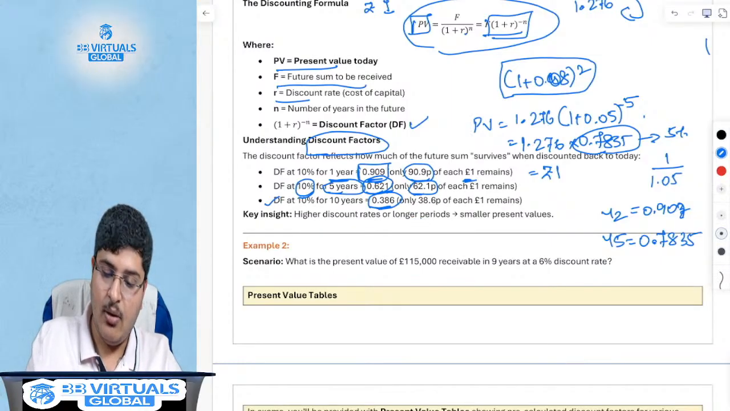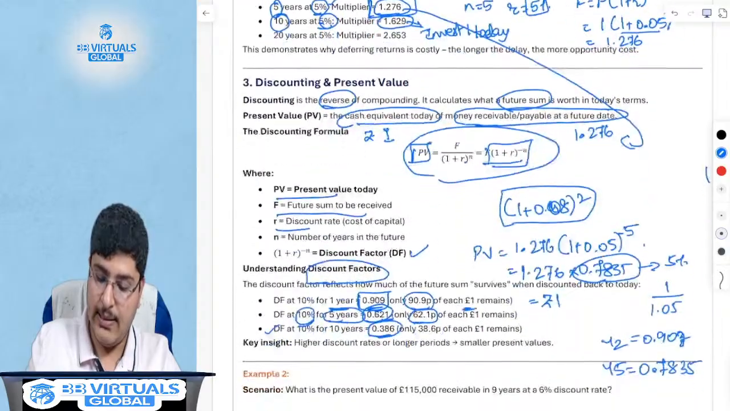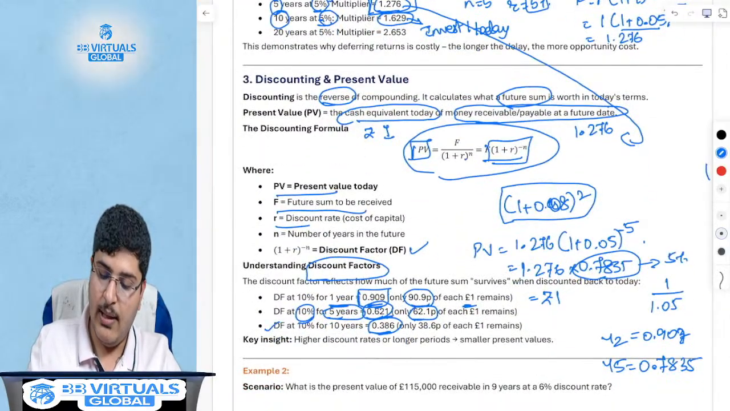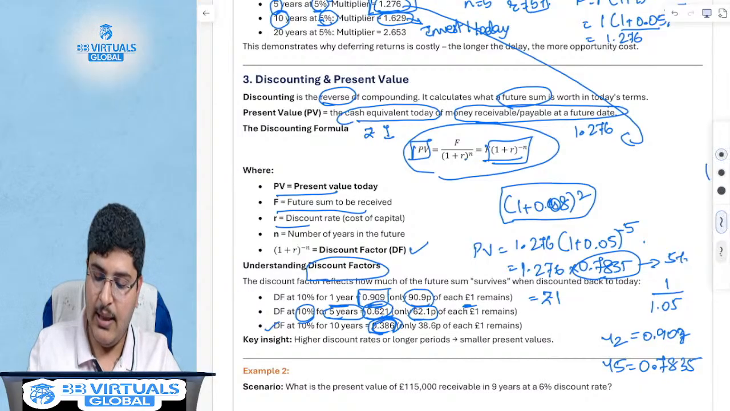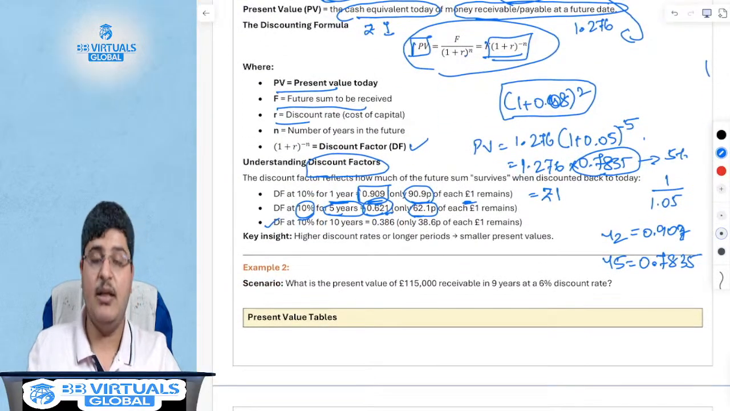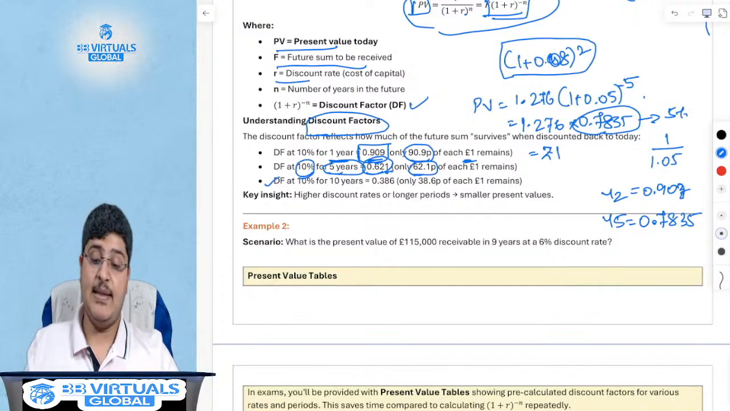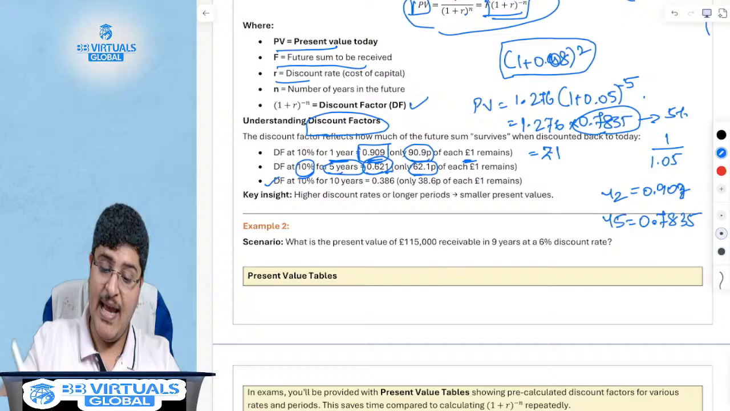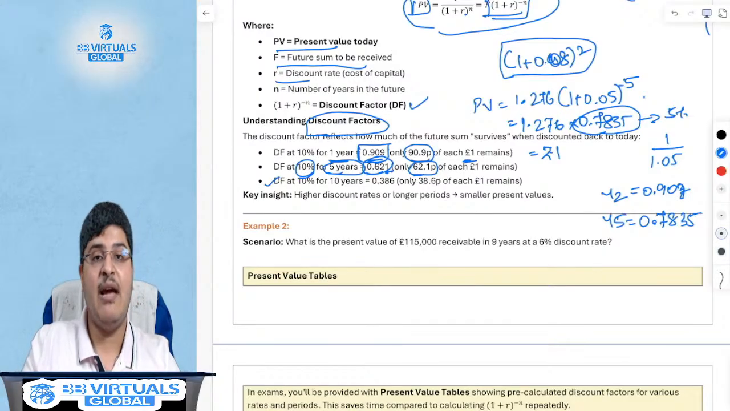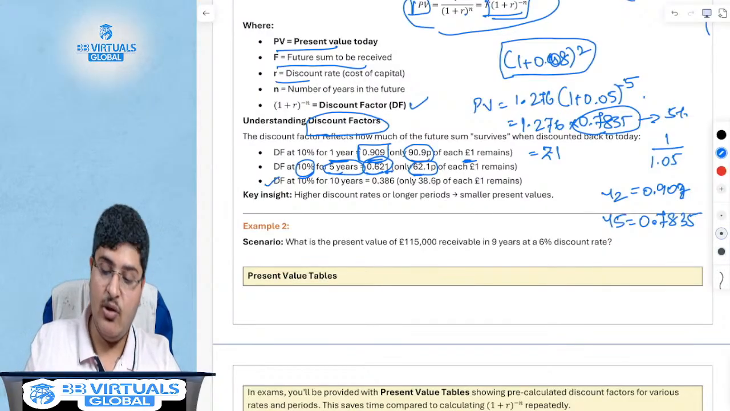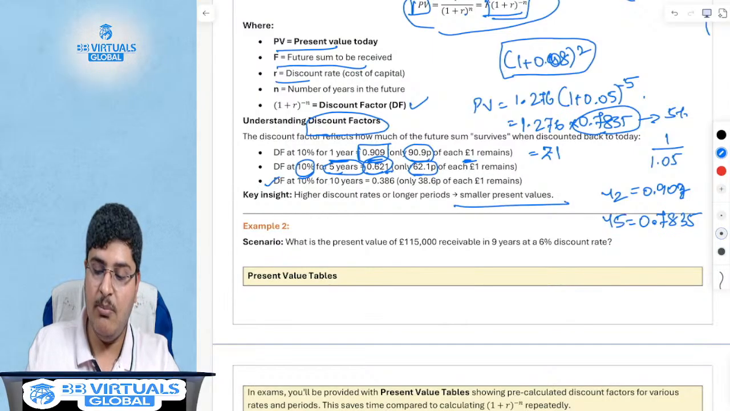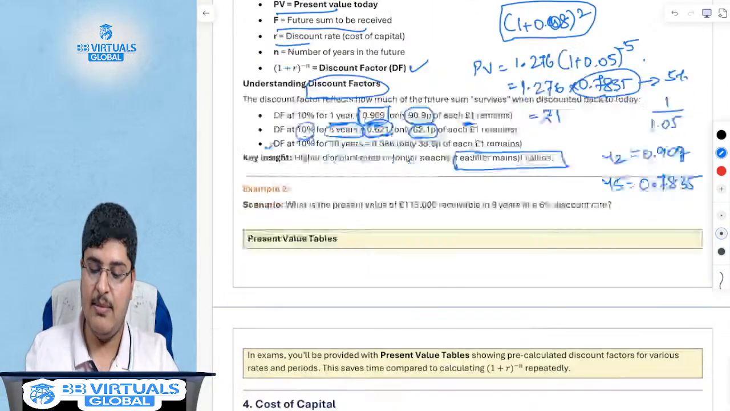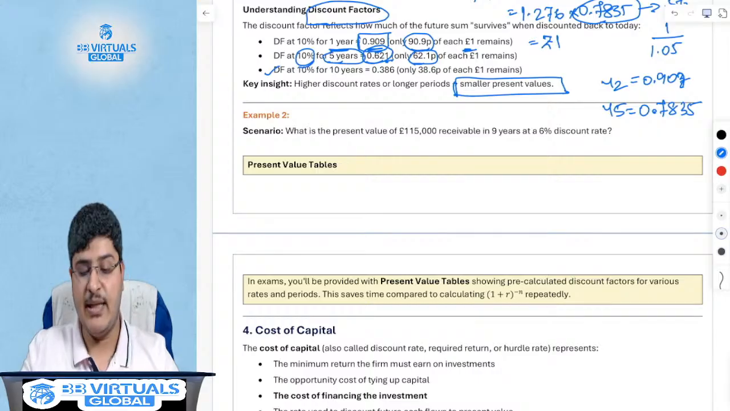Let us actually take this example where your money, in 10 years from now, will have a value of only 0.386. The same 1 rupee in 10 years will be only 0.386, versus in 5 years it will still have a value of 62 paise, and in 1 year it will still have a value of 90 paise. So the longer you keep it, the present value will be smaller. Let us solve another example.